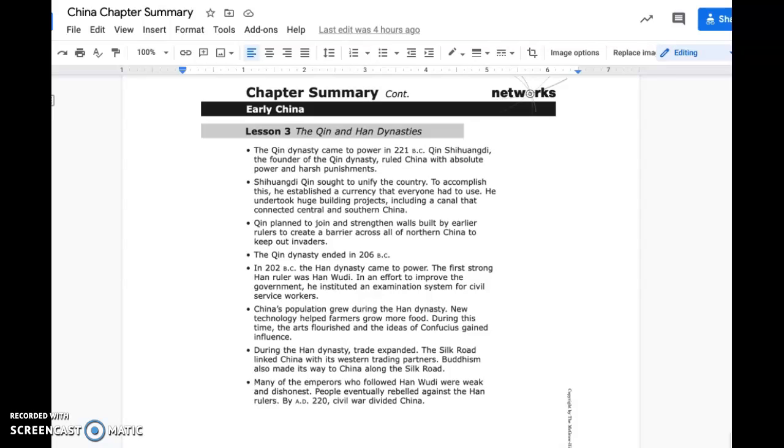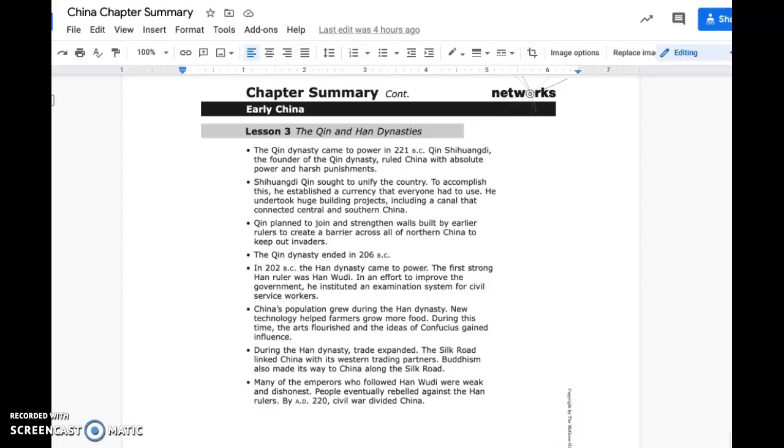Chapter Summary, Lesson 3, The Qin and Han Dynasties. The Qin dynasty came to power in 221 BC. Qin Shi Huangdi, the founder of the Qin dynasty, ruled China with absolute power and harsh punishments.